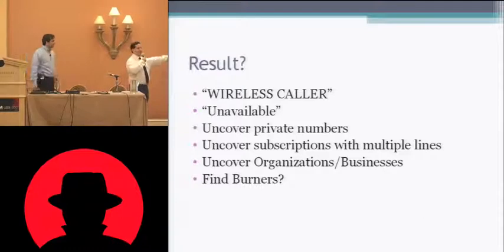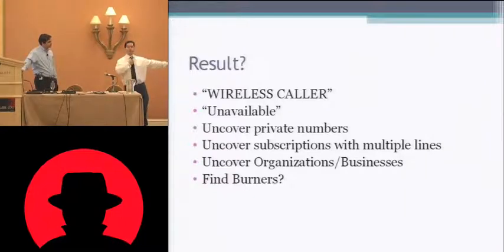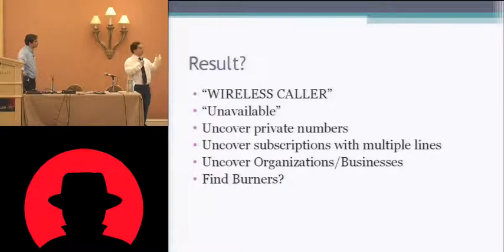So we want to briefly cover what you actually see in the database, right? Because not everything is going to be a name. That's just a fact, okay? There's a huge number of numbers, and they all result in all kinds of junk. So the first two things that you see up there are junk, right? You've got wireless caller and unavailable. The first one is far less important and interesting than the second one, okay?